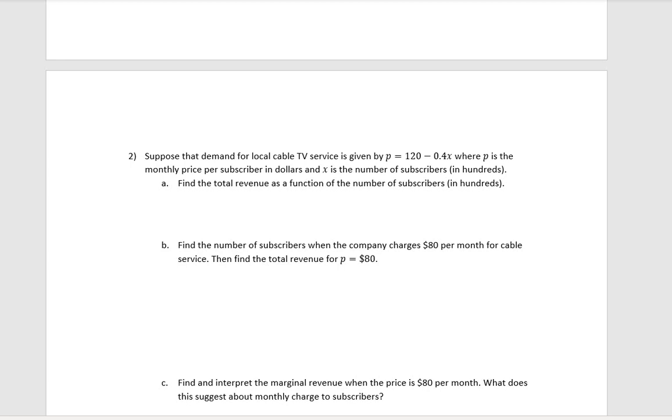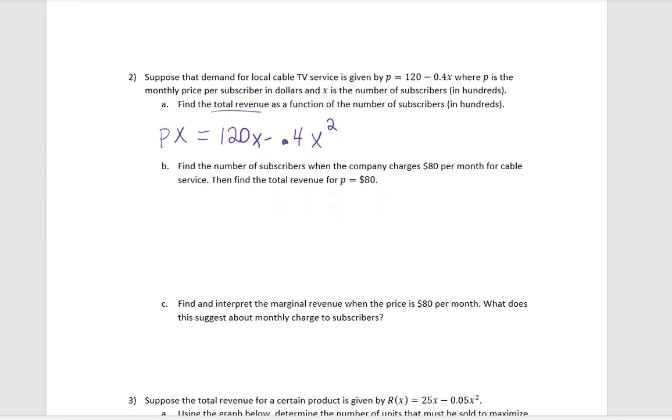Remember, if demand is this, then the total revenue is going to be the demand times how many we have. So that's going to be 120x minus 0.4x squared. Great. Now we will find the number of subscribers when the company charges $80 per month for cable service.